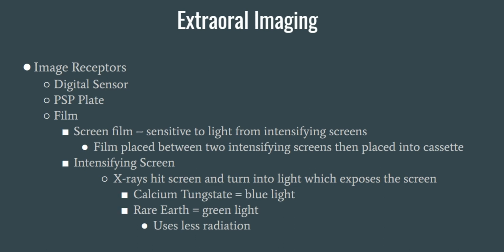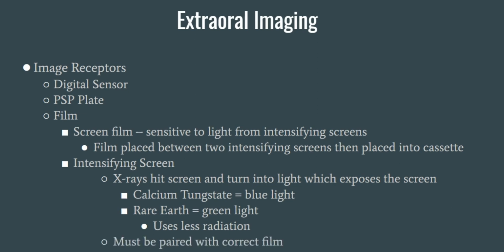And each screen emits a different kind of light, so you have to make sure that you're using the right kind of film. It must be paired with the correct film. So a calcium tungstate screen is going to be paired with blue light sensitive film, while a rare earth screen is going to be paired with a green light sensitive film.